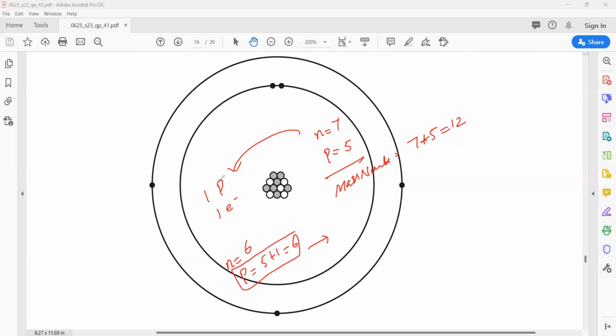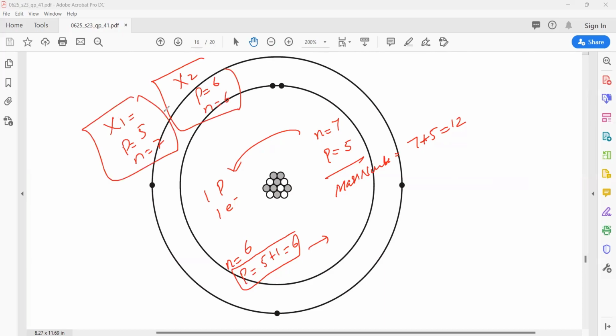So that's the difference. If you talk about X1, how many protons does it have? 5. How many neutrons? 7. X2 has how many protons? 6. How many neutrons? 6. So this is the main difference between their nuclei. Got it?